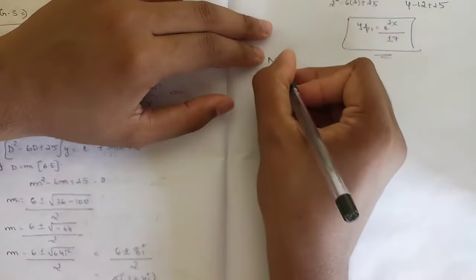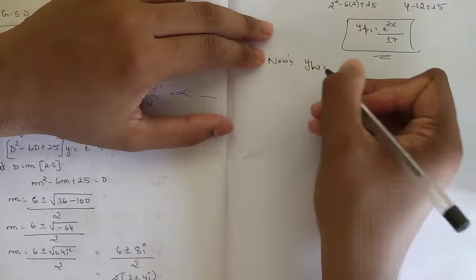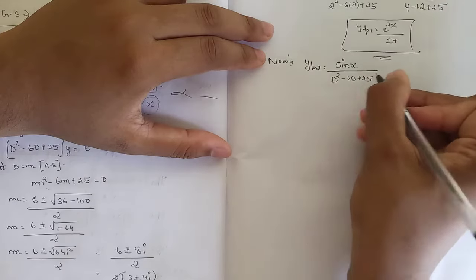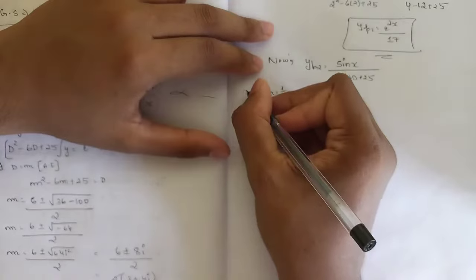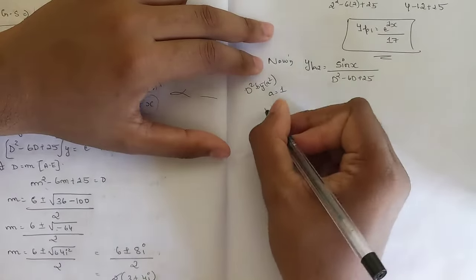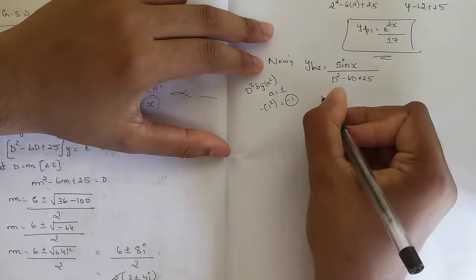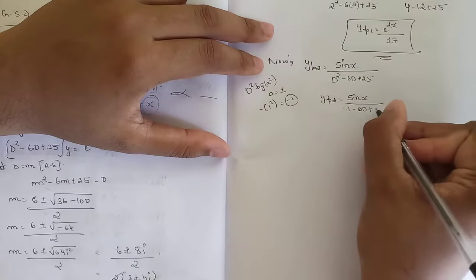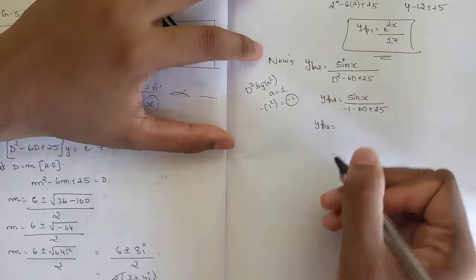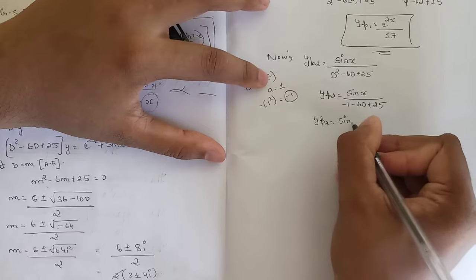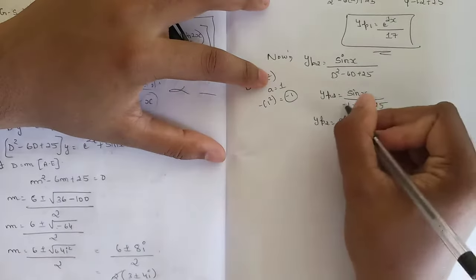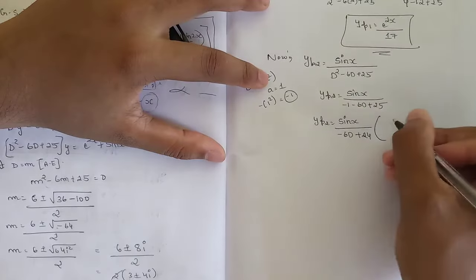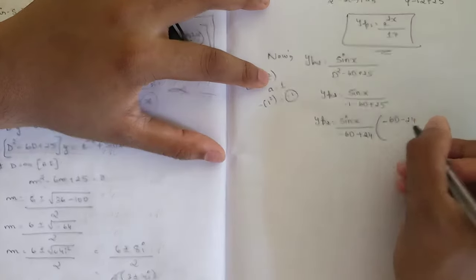Now solve similarly for yp2, that is the function sin x divided by d square minus 6d plus 25. Here again the value of a is equal to 1. We need to replace d square by minus of a square, so minus of 1 square is equal to minus 1. So yp2 is sin x divided by minus 1 minus 6d plus 25, and we get sin x divided by minus 6d plus 24, since 25 minus 1 is 24. Now we need to multiply the numerator and denominator by its conjugate, minus 6d minus 24.